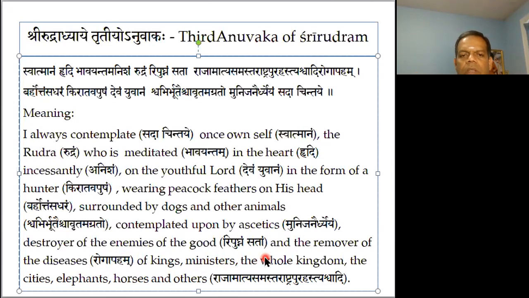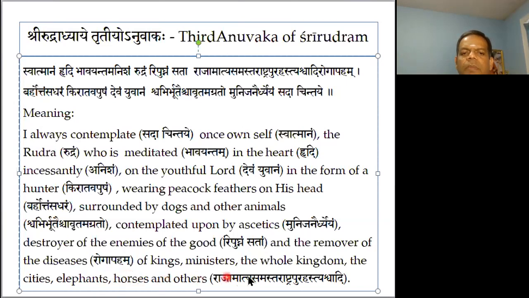You can look at it in a slightly different way. Destroyer of enemies also we can say, and of all the good people also we can say. But there are multiple ways you can give the meaning. Ripu Gnam. Satam. Remover of diseases. Roga Paham means one who removes all diseases. Roga means disease. Apaham means one who removes them.